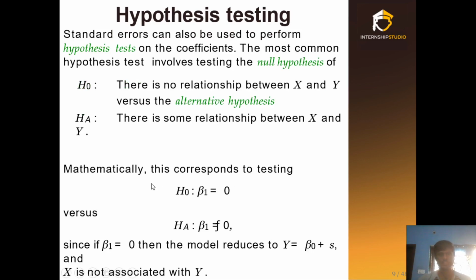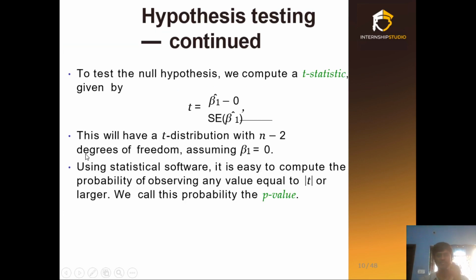So we can see that mathematically this corresponds to testing beta 1 equal to 0 versus beta 1 not equal to 0. Since if beta 1 equal to 0, then the model reduces to y equal to beta naught plus epsilon, and x is not associated with y. Obviously, if you have this kind of relationship, there is no relationship between y and x. So that is what we are trying to prove here with the hypothesis testing, and that is where we are trying to take the t statistic.